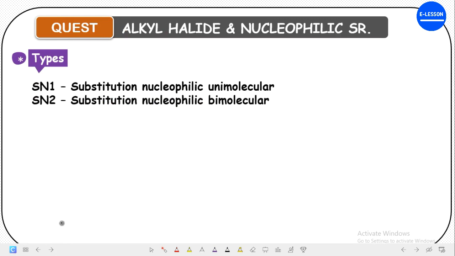Now let's look at the next thing. We said the alkyl halides and nucleophilic substitution reaction. Now nucleophilic substitution reactions are classified into two. Talking about the substitution reactions of the alkyl halide now, we said that the alkyl halide undergoes two types of reaction: elimination and substitution. So we are looking at the substitution reaction now. The substitution reactions of alkyl halides are of two types. We have the SN1 reaction, which is substitution nucleophilic unimolecular, and then we have the SN2 reaction, which is substitution nucleophilic bimolecular. Now, the SN1 reaction follows a stepwise mechanism.